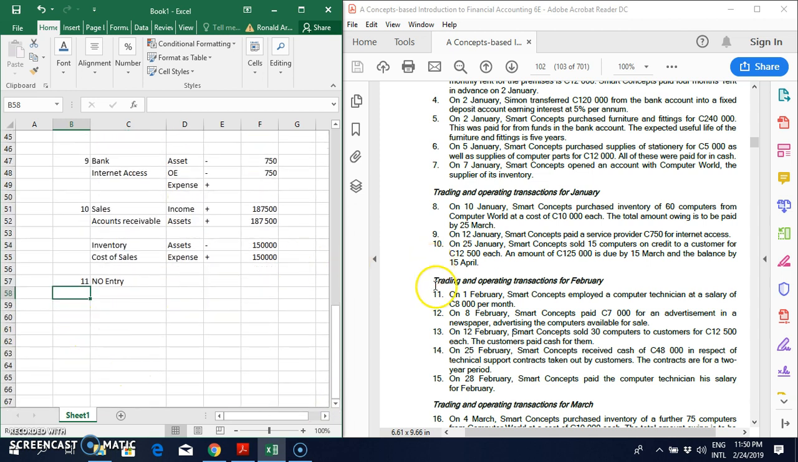Let's look at transaction 12. Transaction 12, it says on the 8th of February, Smart Concepts paid 7,000 Rand for an advertisement in the newspaper advertising the computers available for sale. Keyword there, it says we paid. So what do we know when it says paid? Which account is involved? Bank. We paid, so the bank account is decreasing with an amount of 7,000. We paid for advertising, and advertising is of course an expense account.